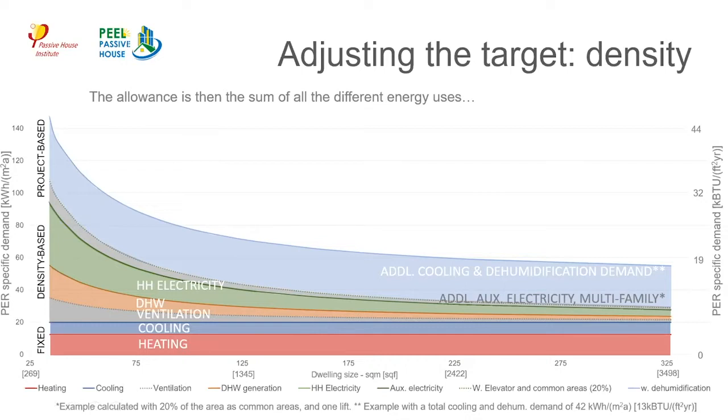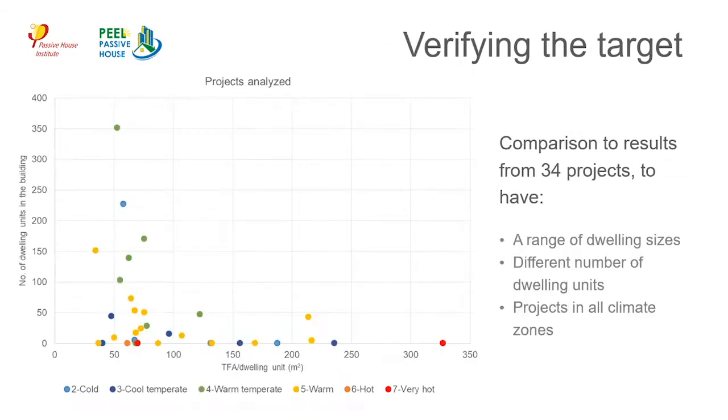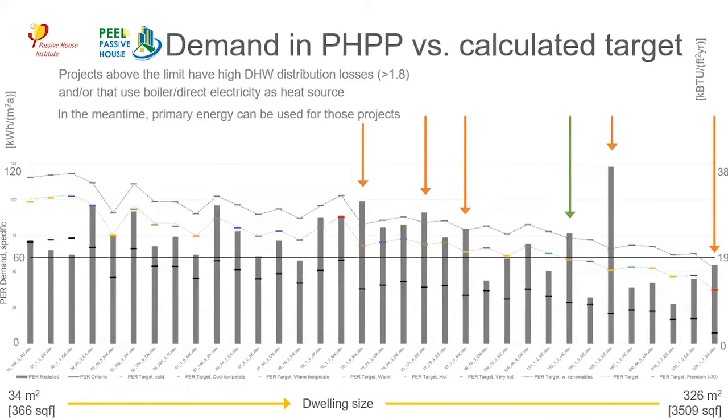So in order to verify these targets, we took a look at around 34 projects in different climatic conditions, and then also considering not only single family homes, but also low-rise and high-rise projects. And we made sure that also the dwelling sizes were different. From the results of the projects, we were able to see that most of them actually are able to fulfill the primary energy criteria with the revised target.